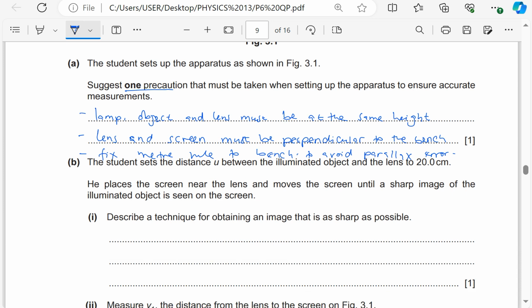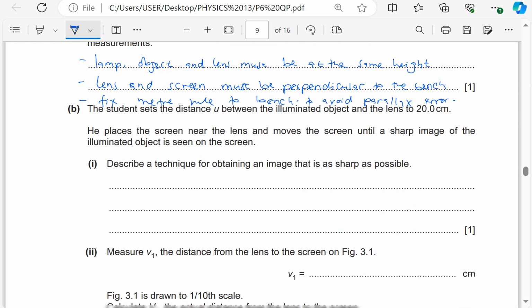Okay, the student sets the distance u between the illuminated object and the lens to 20.0 centimeters. He places the screen near the lens and moves the screen until a sharp image of the illuminated object is seen on the screen. Describe a technique for obtaining an image that is as sharp as possible.